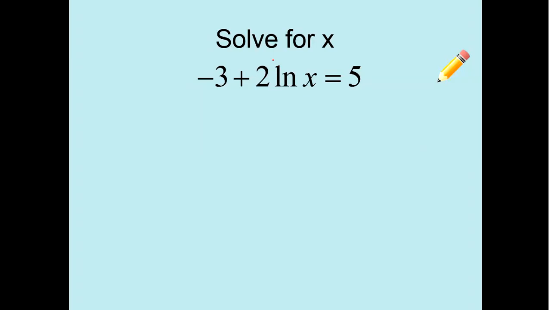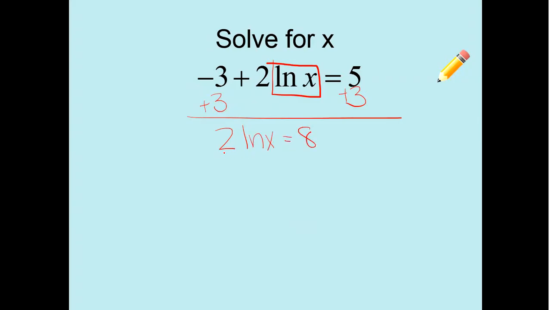So guys, I need to get ln of x all alone. He needs to be alone. So let's add 3 to both sides first. So I'll get 2 ln of x equals 8. Need to divide by 2 now. So I got ln of x equals 4.